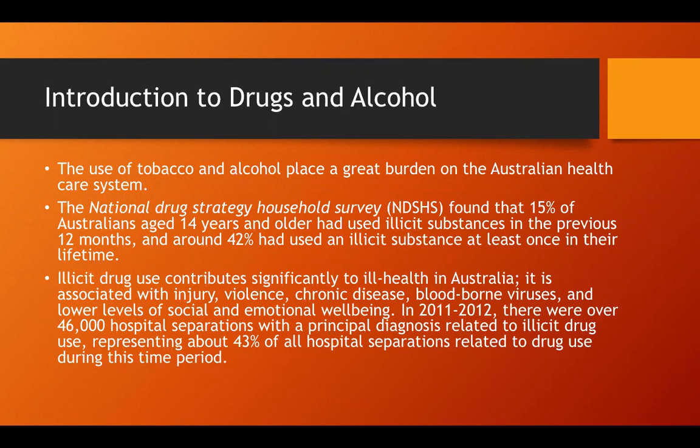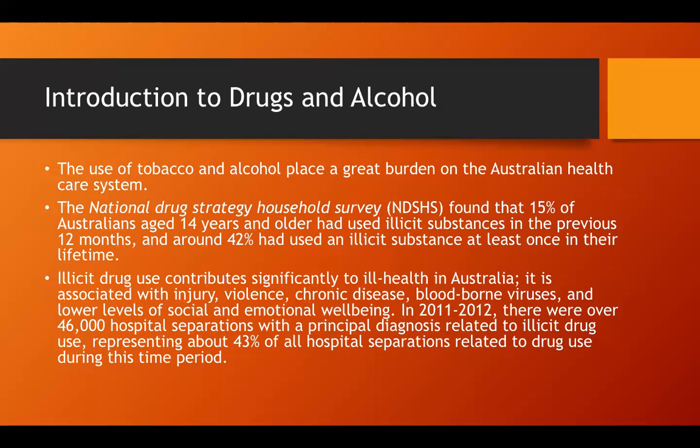So the National Drug Strategy Household Survey found that 15% of Australians aged 14 years and older had used illicit substances in the previous 12 months, which is pretty shocking to me, especially considering that we're teaching students that are obviously aged from 12 to 18. And around 42% had used an illicit substance at least once in their lifetime. So that's nearly half of our population, which is crazy.